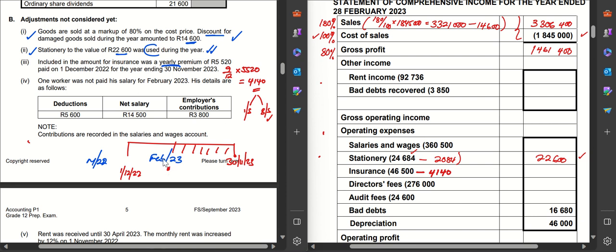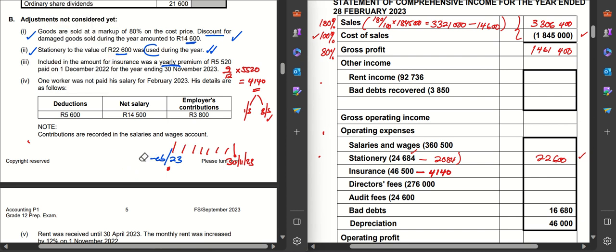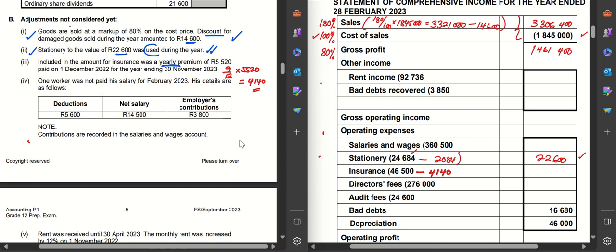Number 4 reads, and it says, one worker was not paid for February. Okay, so that means the entire month of February, this employee was not paid. His details are as follows. All right, so we have deductions, then we have net salary, and then we have employer's contributions.